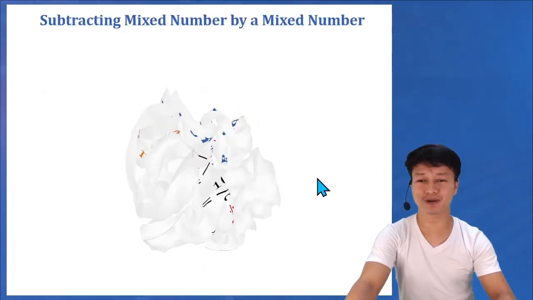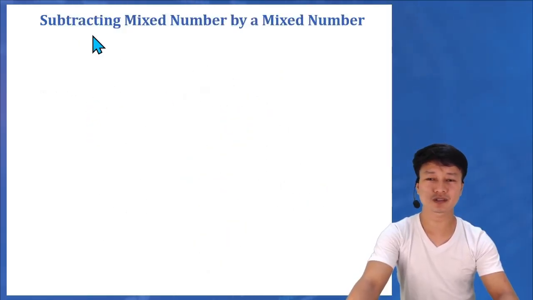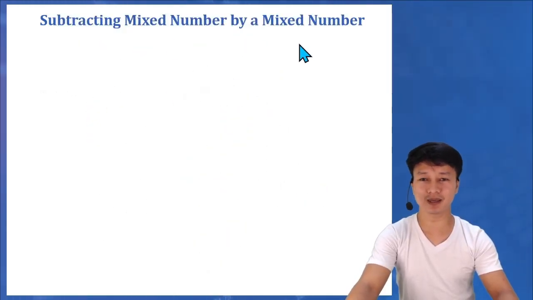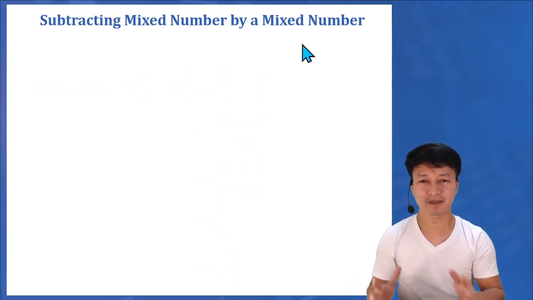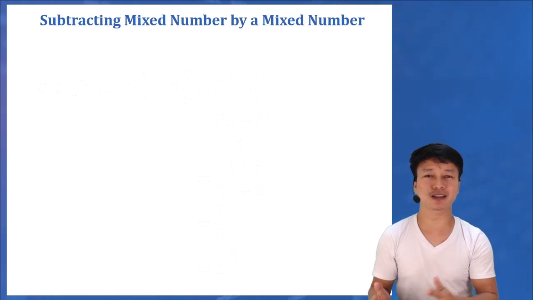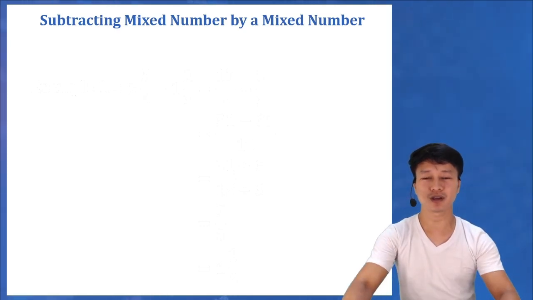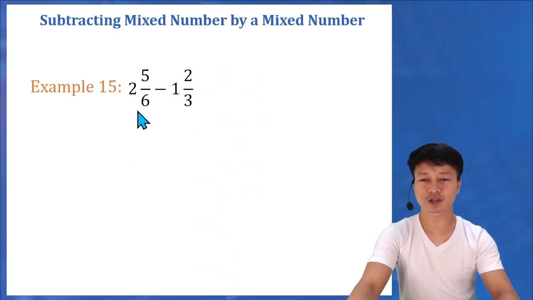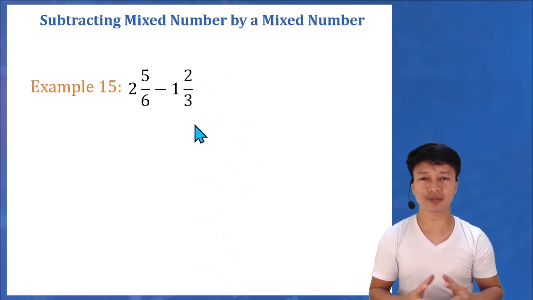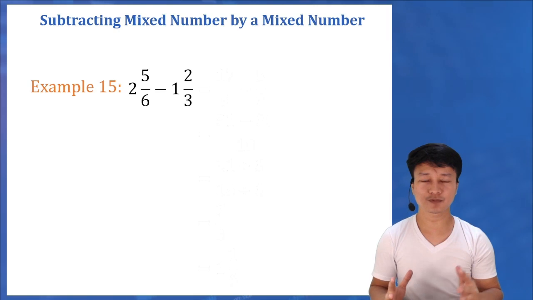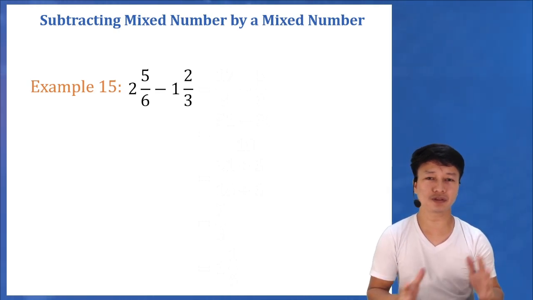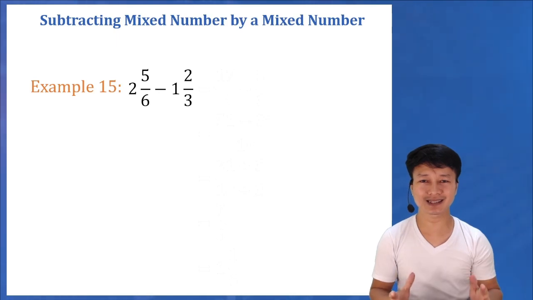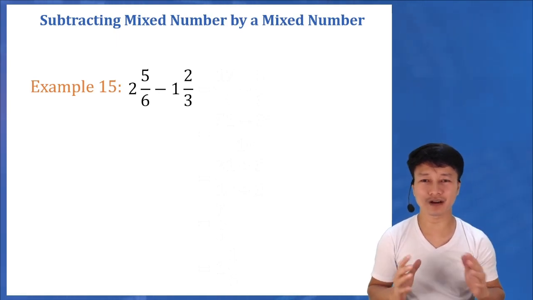Okay, next example or next situation. Subtracting a mixed number by a mixed number. This time, a mixed number will be subtracted by another mixed number. So how are we going to do that? So we have 2 and 5 over 6 minus 1 and 2 over 3. You know what? There are situations where subtracting a mixed number by another mixed number needs borrowing of fractions.